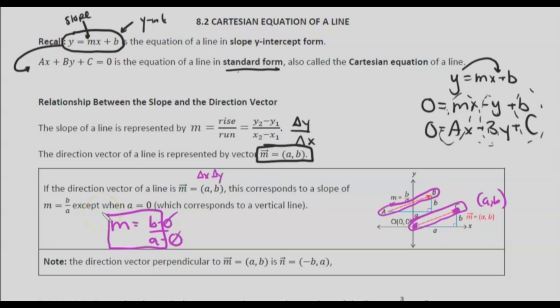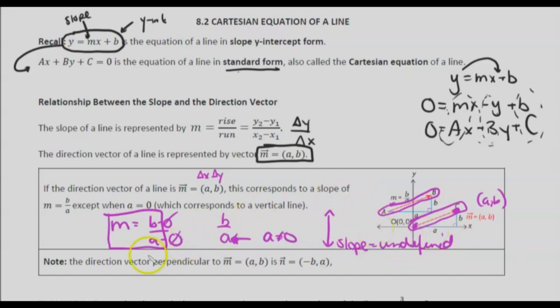So this is always the case except for when a equals 0, right? Obviously, a cannot equal 0 since we have b over a. That's a restriction. And in that case, we'd have a vertical line. Remember, when a equals 0, the slope is undefined. It doesn't make sense to calculate it.